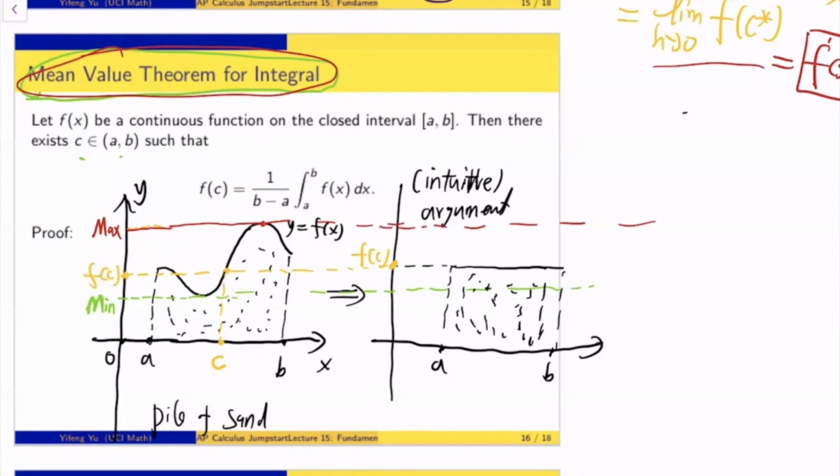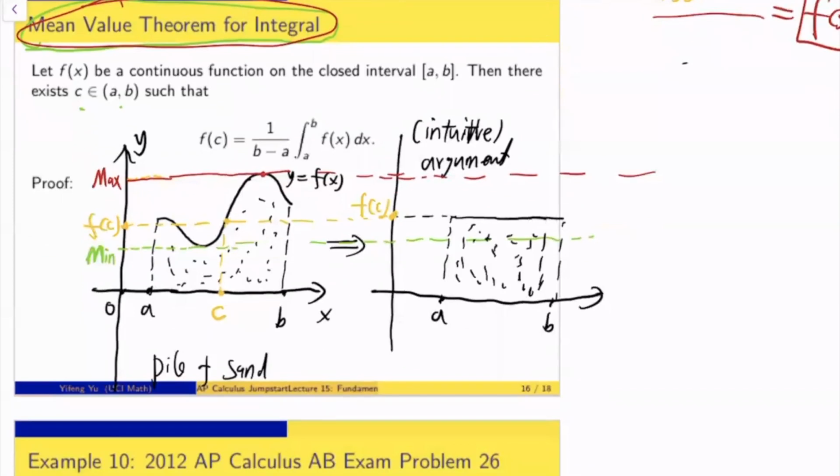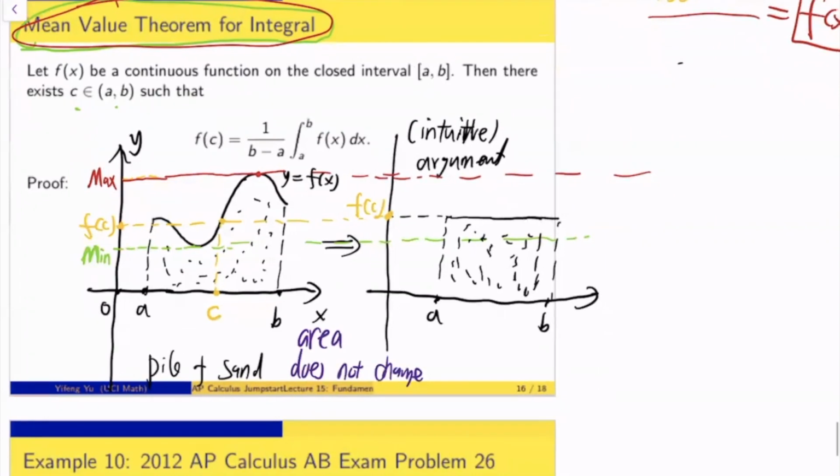And because it's the same pile of sand, right? I just change the shape from an irregular one to a rectangle. The area does not change, right? Because I didn't add any sand and I didn't lose any sand, so the area does not change. So the area of this, which is the integral from a to b of f(x) dx.